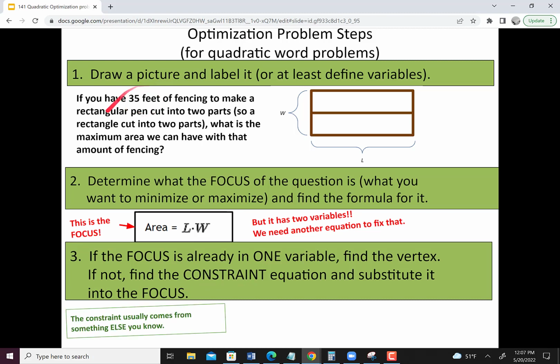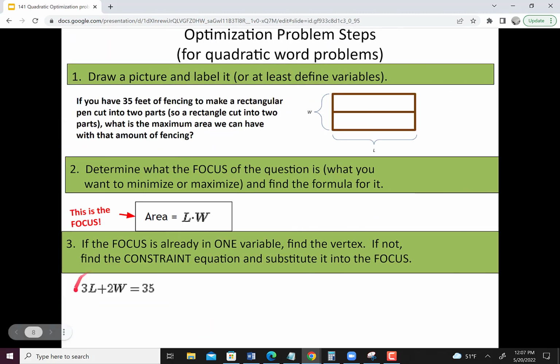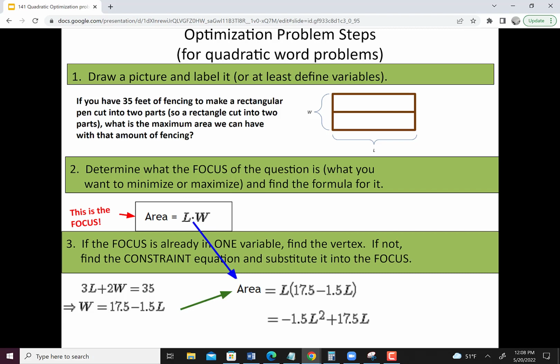Now I'm going to focus on that 35 feet. And my equation is, if I add up 2 W's, there's a W on the right and a W on the left, and 3 L's, a top, a bottom, and a middle, if I add those up, I end up with 35. And so this is my constraint equation. I'm going to use that to substitute into the focus. So again, this is the focus. There's my constraint. I'm going to solve for one of the variables. It doesn't matter which. I think I'll solve for W. And then I'm going to take this and plug it in to the focus equation. So instead of writing W, I'm writing 17.5 minus 1.5 L. And I end up with a formula for area, and it's got 1 variable.